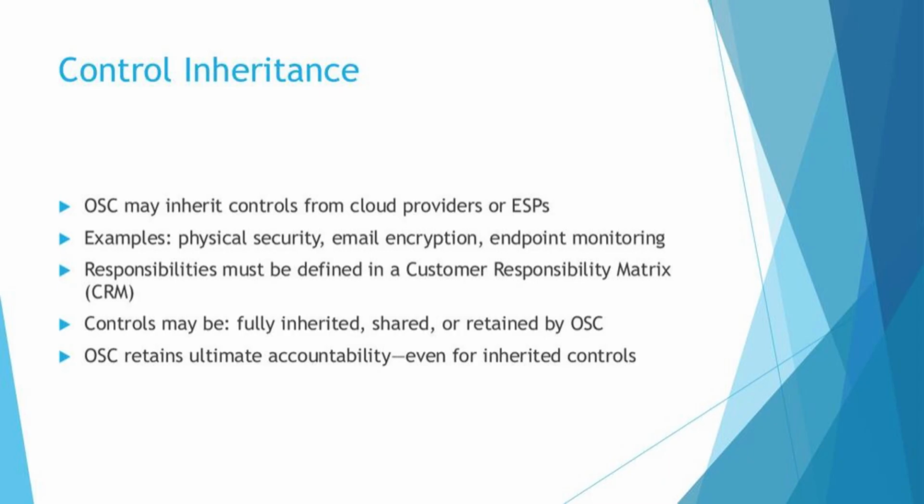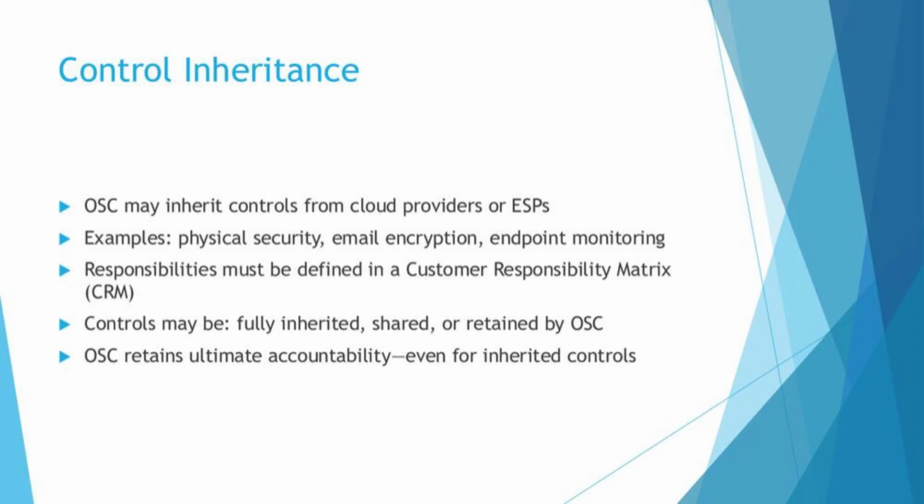So the key takeaway is, even when using a top-tier FedRAMP cloud service, the ultimate accountability for meeting CMMC requirements never shifts from the organization seeking certification, the OSC. Never. You, the OSC, retain ultimate accountability. You have to implement your share of the controls defined in the CRM. You have to provide evidence to the assessor that you're doing it. You need to ensure the CSP is actually doing their part as claimed. You can outsource the technology, but you absolutely cannot outsource the compliance responsibility or the risk.